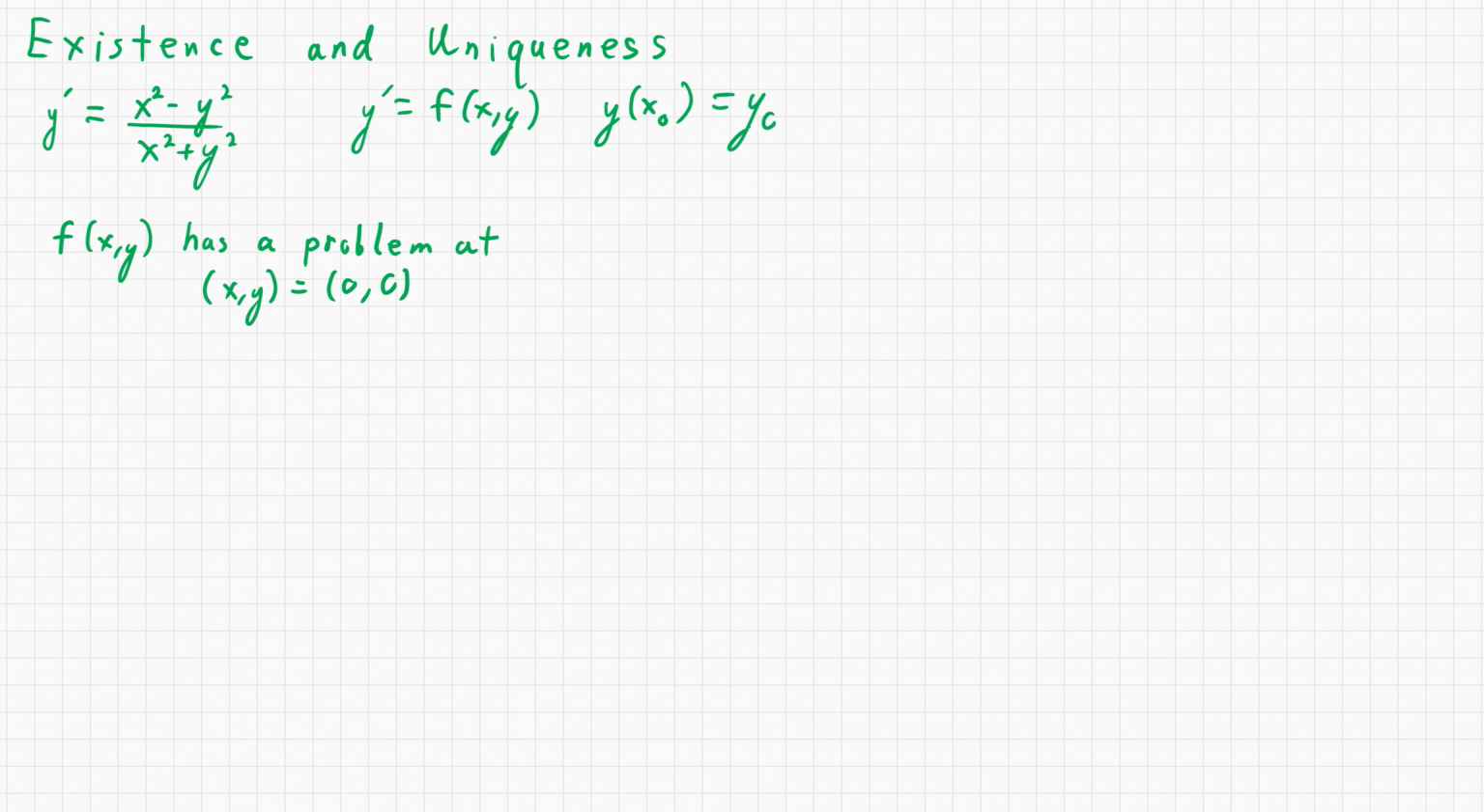I'm not going to compute partial f partial y, but it has the same problem. So it doesn't know about the origin, but the rest of it is just fine. So the only way to really investigate this, we can't solve it, is to have a computer plot some solutions for us, at least approximate solutions.